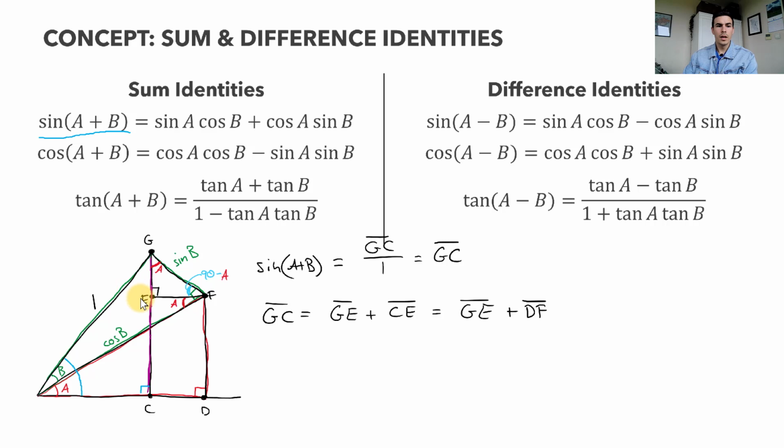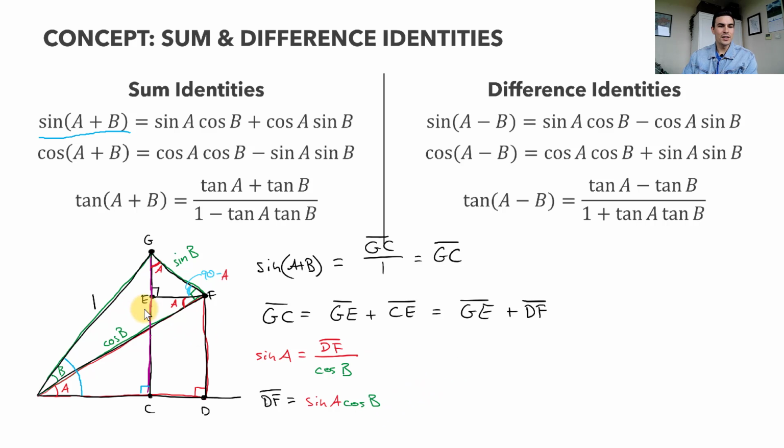So now let's take a look at our red triangle here and try to find the length FD. Well, what happens if we write out the sine of our angle A? Sine of angle A is going to be the opposite, which is this length DF, over this hypotenuse right here. And remember, this hypotenuse, we said, has a length of cosine B. So sine of A is going to be DF over cosine B. Now, if I solve that for DF, I would just multiply both sides by cosine B, and I would get DF is equal to sine of A times cosine of B. Almost done, I promise.